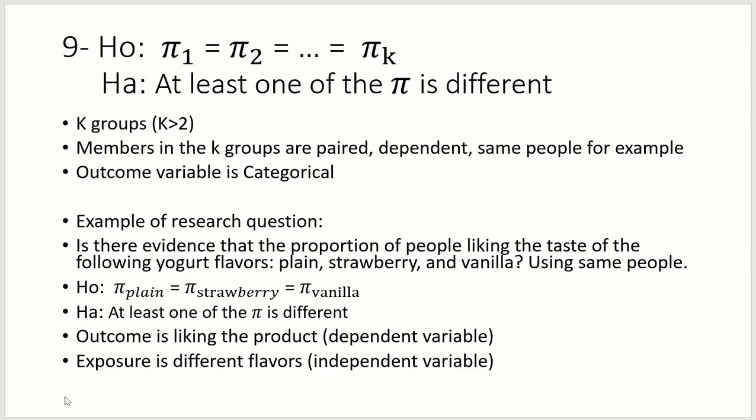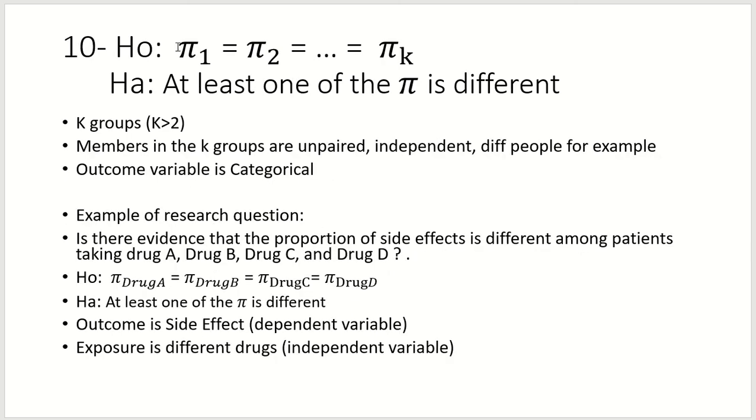And let's go to the final scenario. So the final scenario is when, again, you have different groups. You're interested in proportions. But here the members of the groups are unpaired, independent. So an example of that is, is there evidence that the proportions of side effects are different among patients taking drug A, drug B, drug C, and drug D. So you have four groups. You have different people in every drug, and you're looking at the proportion of side effects.